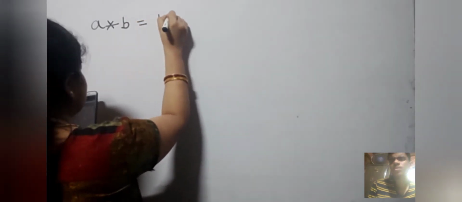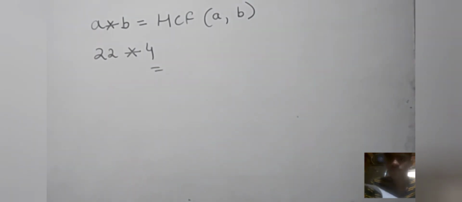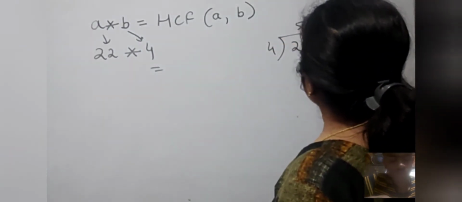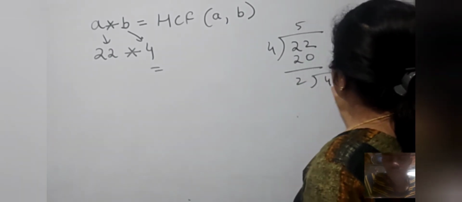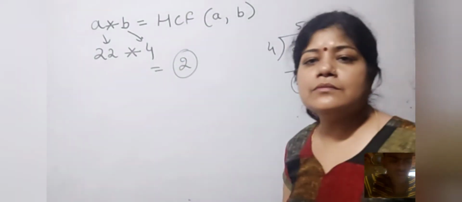We have an operation: A operation B is equal to HCF of A comma B. And the operation is given as 22 operation 4. How will you solve it? Put 22 in place of A, 4 in place of B, and find their HCF. What is the HCF? Find it with the help of the long division method. 4 5s are 20, then 2, then 4. So HCF is what? 2. Easy?